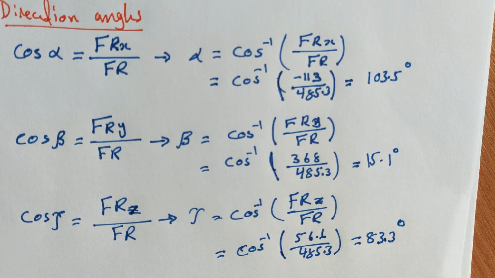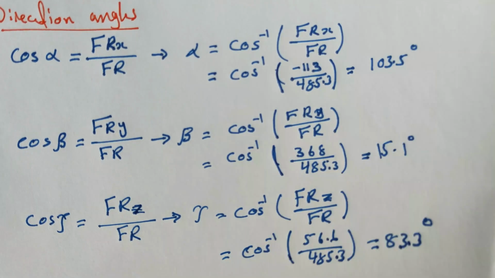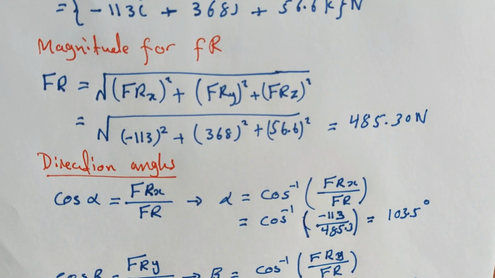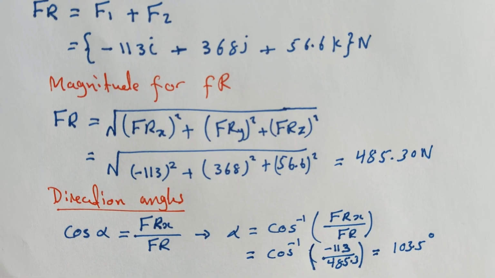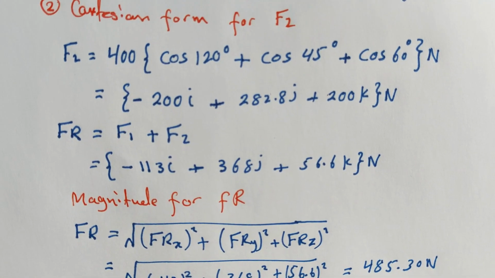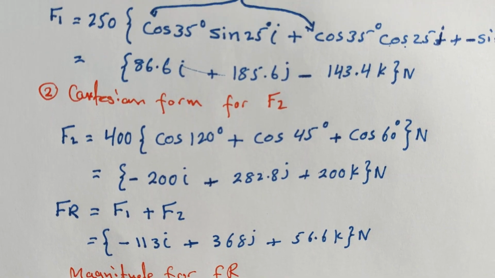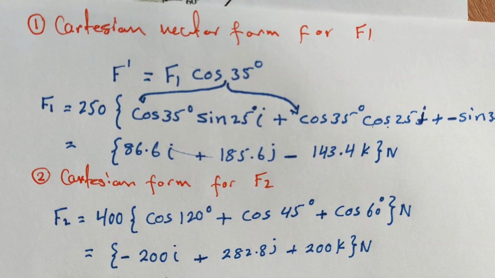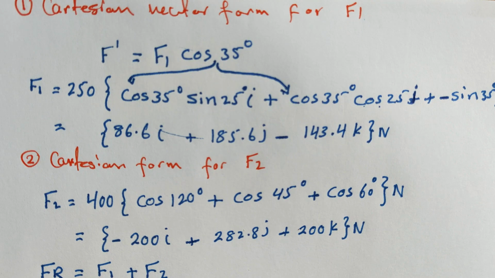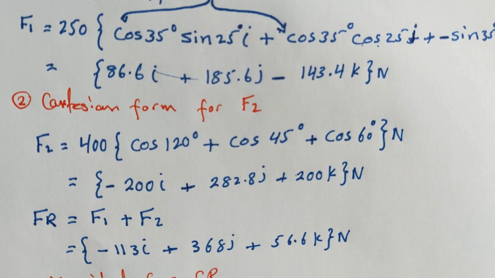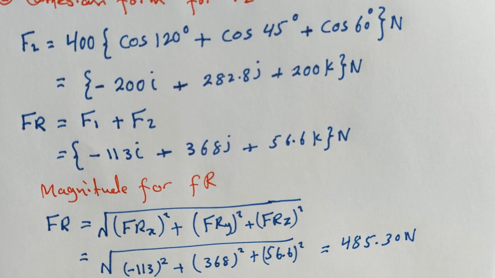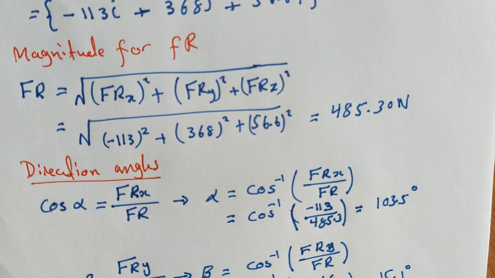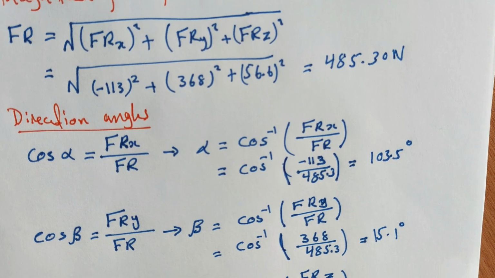Guys, there are several ways to solve questions in statics. This is one of them, and that's the best one to show all of your answers, so show your solution in that way. So the question is asking us to find four different things: the Cartesian vector form for F1 and the Cartesian vector form for F2, then finding the magnitude for FR, the resultant force, then the direction angles for the resultant force itself.